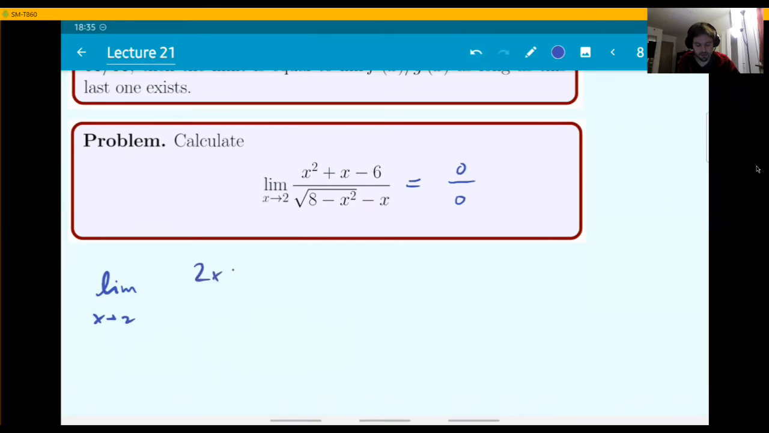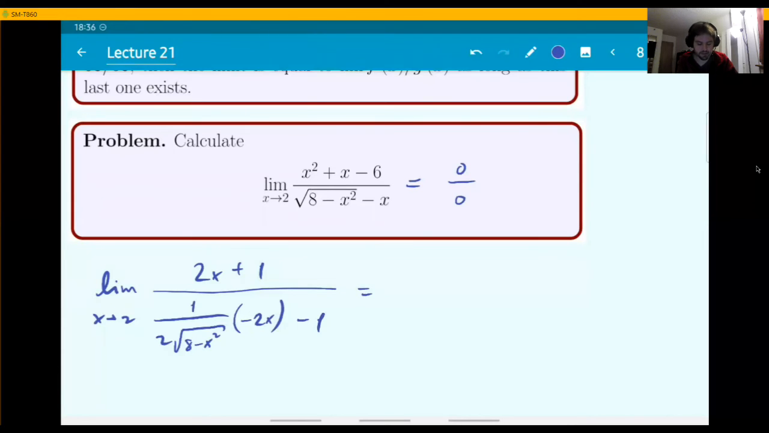So 2x plus 1 in the top, which is very easy. But what about the bottom here? Well, that one requires the chain rule for the square root function. The derivative of square root would be 1 over 2 square root, which you should have memorized by now. You need to multiply this by the derivative of the inner function, 8 minus x squared, which is minus 2x. That's the derivative of the square root term. What about the minus x? Well, that's just minus 1.